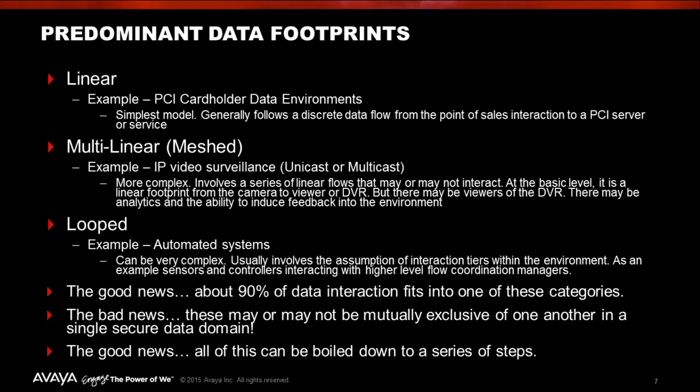Now, the good news here is about 90% of the interaction that you're going to find in the industry fits into one of these categories. The bad news is that these may or may not be mutually exclusive. In other words, you may find them within a single secure data domain. What do I mean by that? Well, we could have a multilinear footprint example of video surveillance, and you could have a simple looped process. A great example is a camera seeing something going on, judging it as a threat, and sending out an alert. That's going to create a process loop.